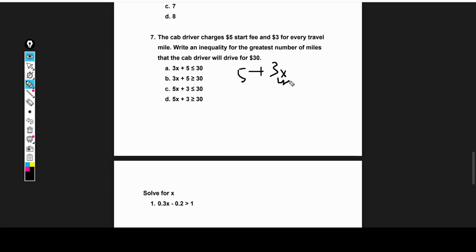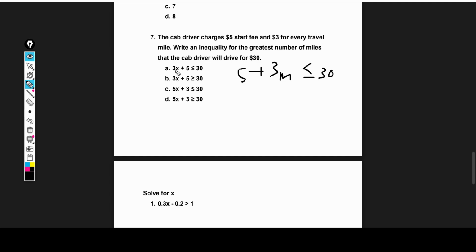So this is the number of miles. Actually, I'll write this as m. That way it's easier to understand. And you can use any letter for a variable, generally. And then we're going to write an inequality. So what's the greatest number for $30? So the amount we spend has to be less than $30, in fact, because if we travel more miles than we have $30 to pay for, then that wouldn't be right. So we end up with 5 plus 3m is less than or equal to 30.